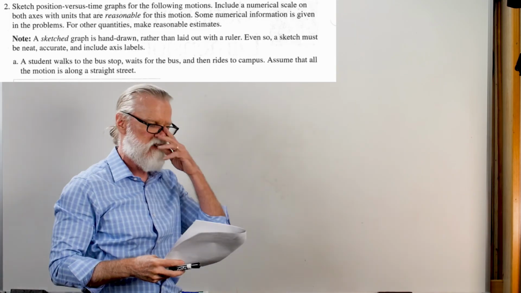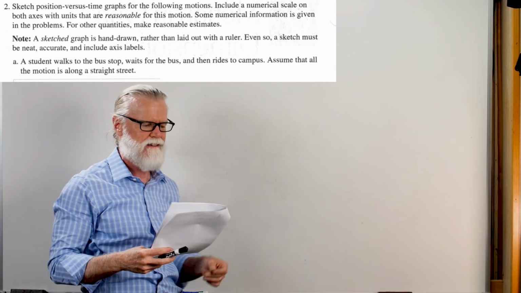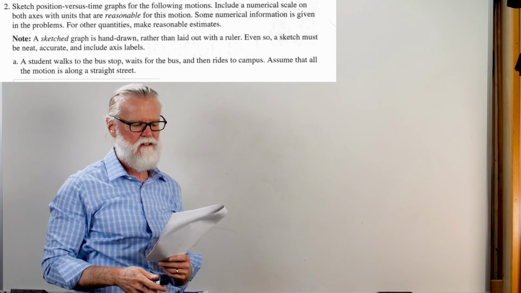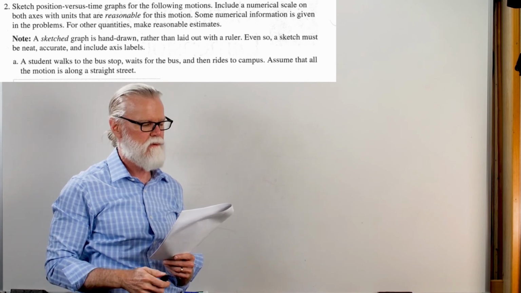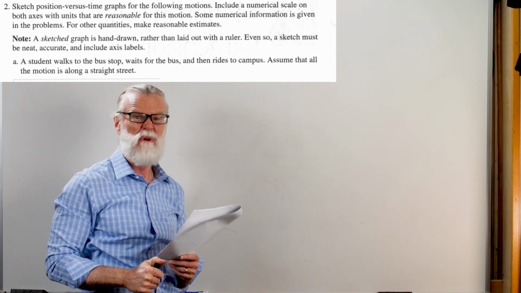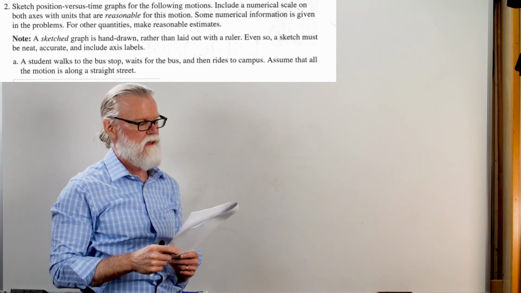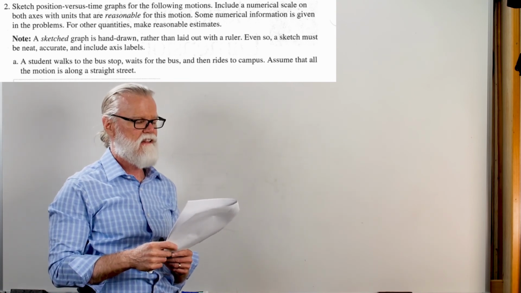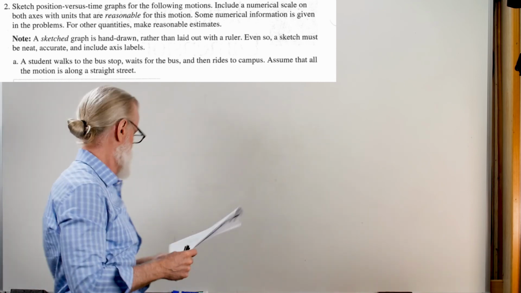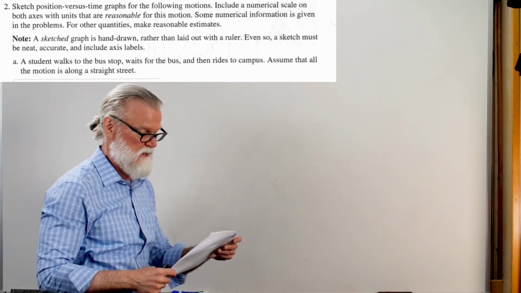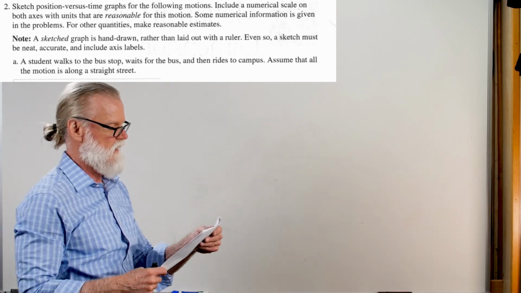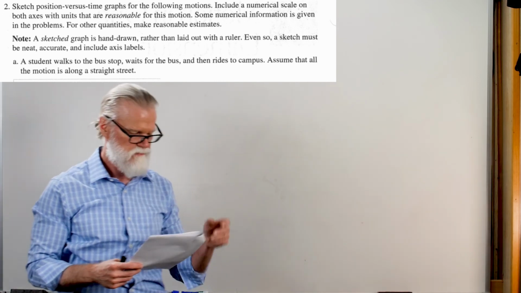Sketch a position versus time graph for the following motions. Include a numerical scale on both axes with units that are reasonable for this motion. Some numerical information is given in the problems. For other quantities, make reasonable estimates. Note, a sketch graph is hand-drawn rather than laid out with a ruler. Oh, guess I won't be using my ruler. Even so, a sketch must be neat, accurate, and include axis labels.